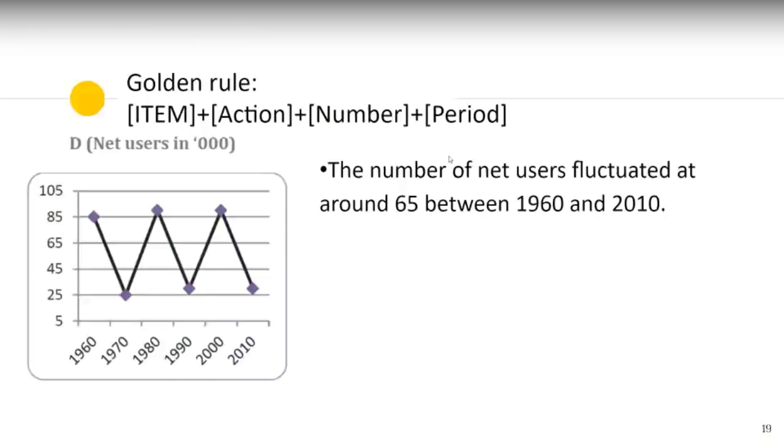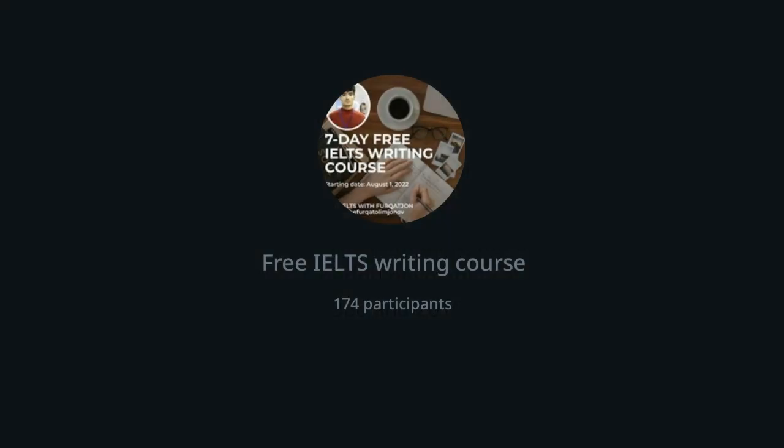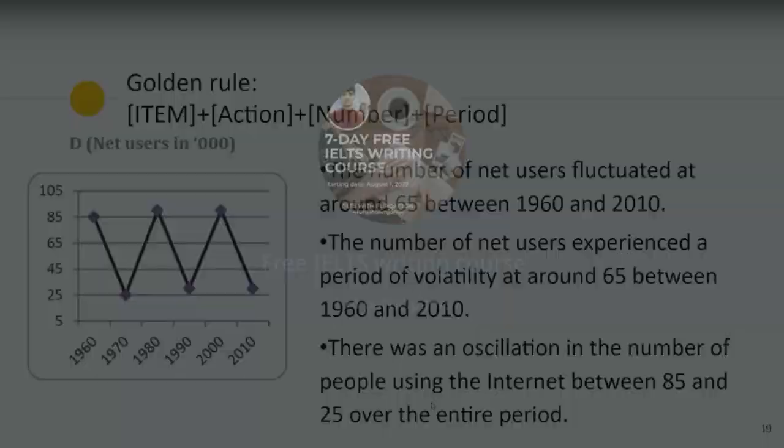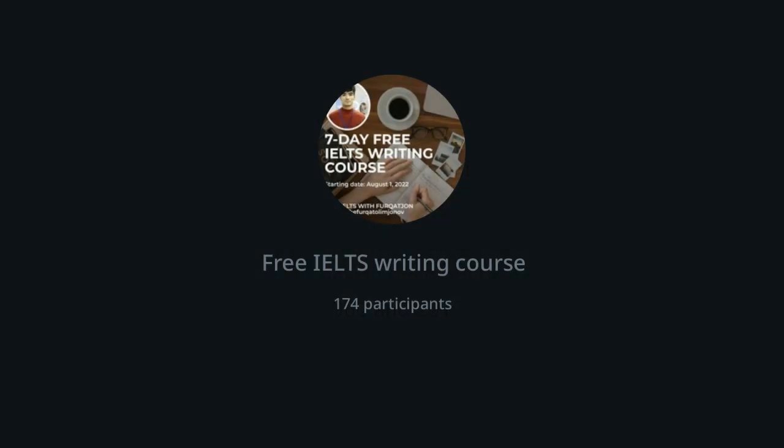But here's another way. You can also say the number of net users experienced a period of volatility at around 65 between 1960 and 2010. And another way is using the internet between 85 and 25 over the period. As you can see, this one is a bit different from the first two examples. Instead of saying at around 65, I'm saying between 85 and 25, because it's fluctuating between 85 and 25. I'll probably send it to you guys.